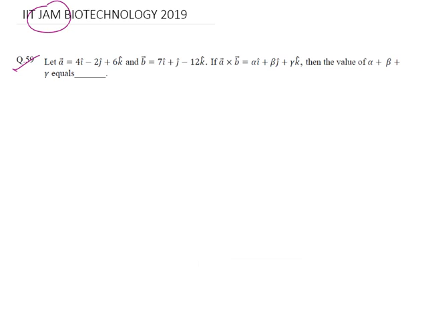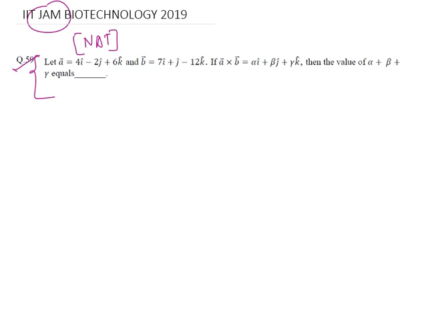This is the question from section 3 and the question number is 59. In section 3, the questions are based on numerical answer type. That means we need to find a numerical value as an answer. So this is a question based on vectors.